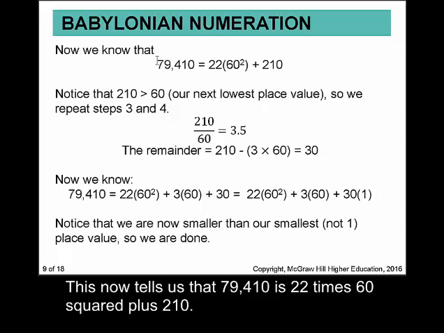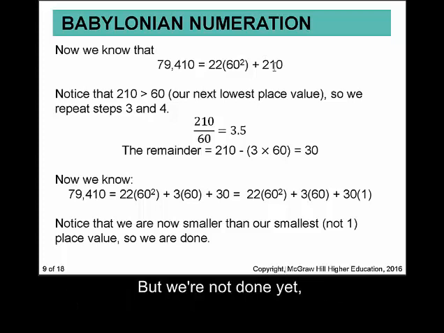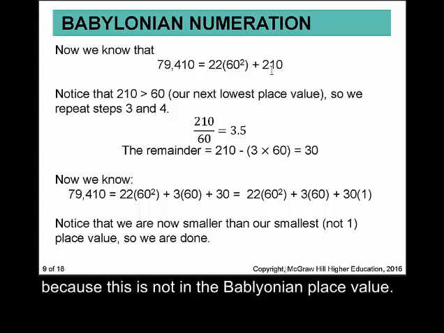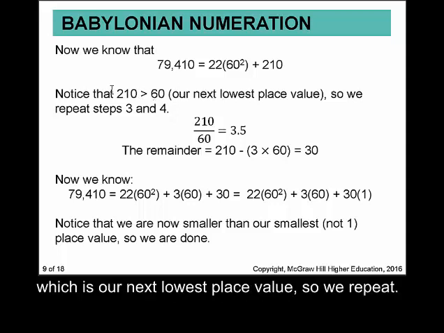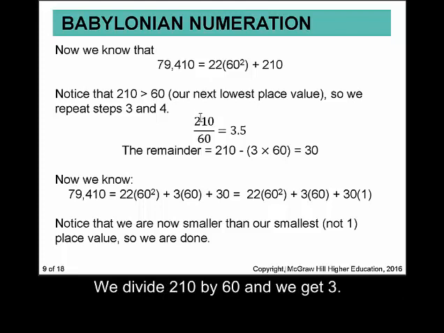This now tells us that 79,410 is 22 times 60 squared plus 210. But we're not done yet, because this is not in the Babylonian place value. So 210 is greater than 60, which is our next lowest place value. So we repeat. We divide 210 by 60 and we get 3, in this case 3.5.